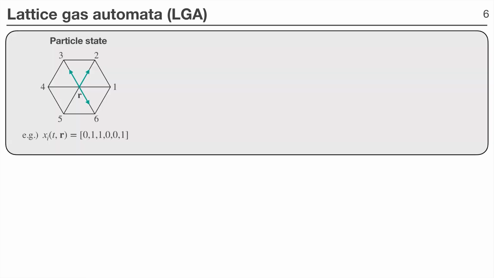In the LGA, we consider a hexagonal computation grid. And in this example, the particle state is explained by just 0 or 1, existence or absence. So in this case, you have second, third, and sixth direction particles. So you can write xi equals 0, 1, 1, 0, 0, 1. So obviously the LGA is suitable for quantum computation.